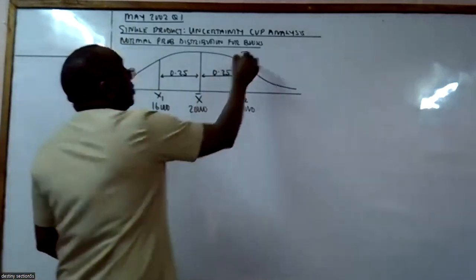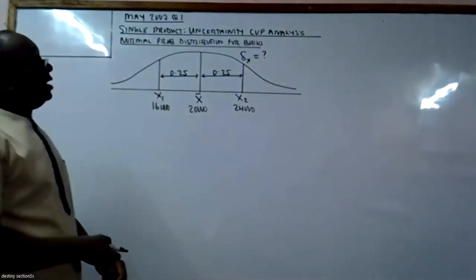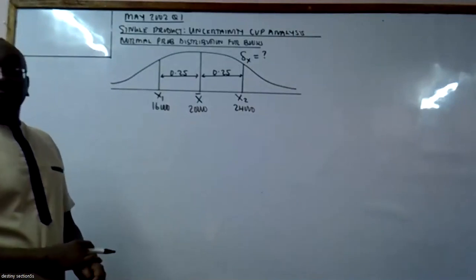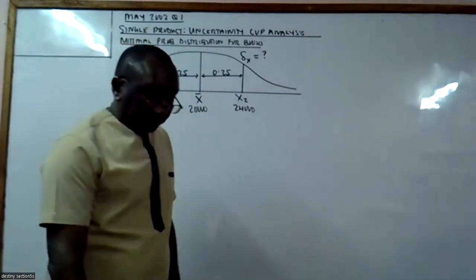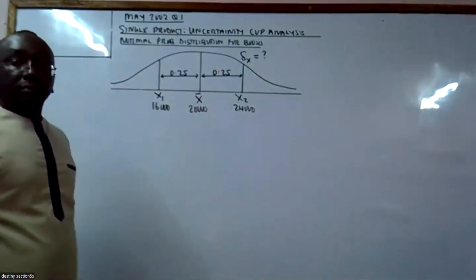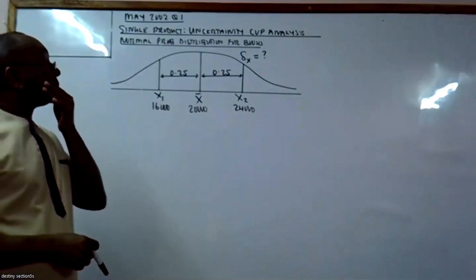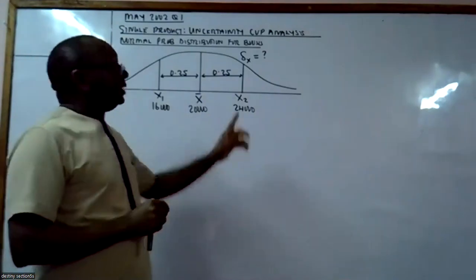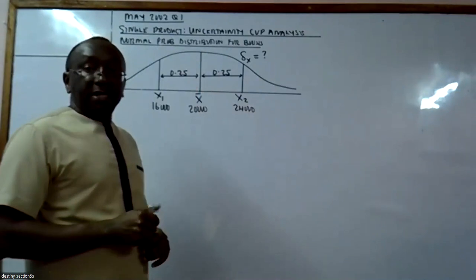So this is the value that we are supposed to look for. That is the one that is unknown. I told you that these are probabilities.